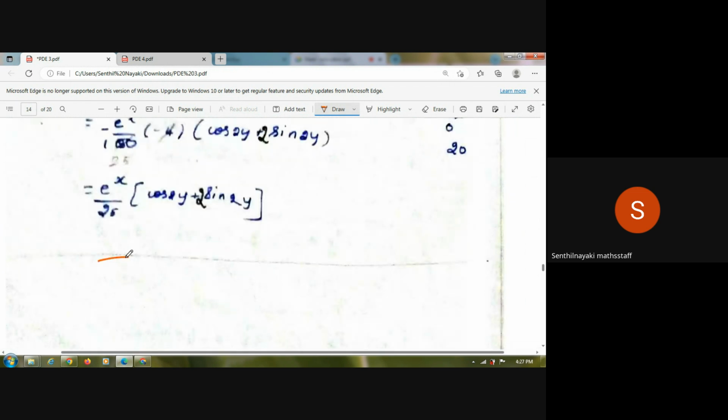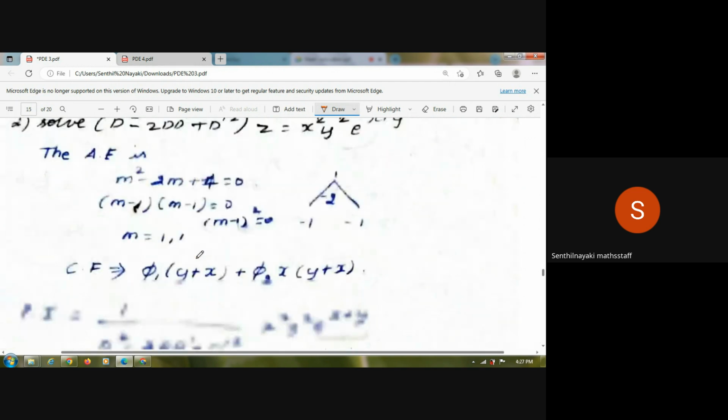After that we have to find out the general solution. The general solution is Z equal to CF plus PI. So we have to add the value of CF and PI, then we get the general solution.